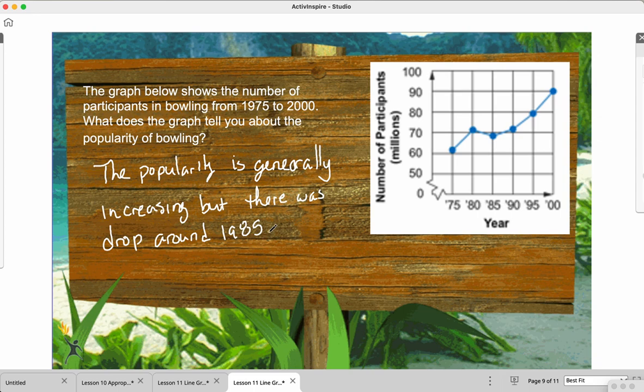Okay, and then you can tell me, well, if I had to say a general increase, how much was it increasing generally? I'm going to say, well, it went up 30, and that's over 25 years. So the popularity increased about 1.2 million bowlers per year.